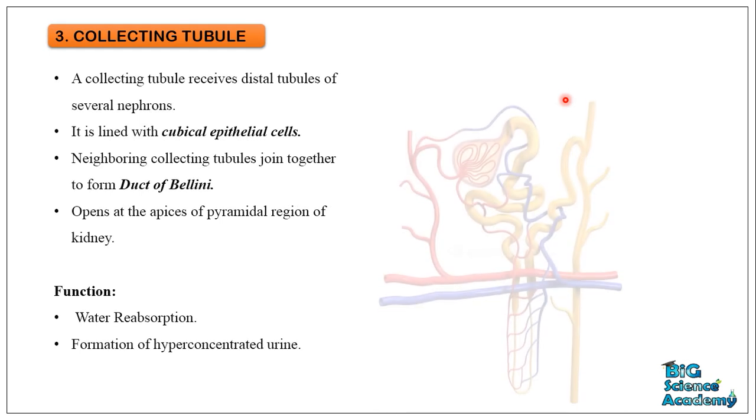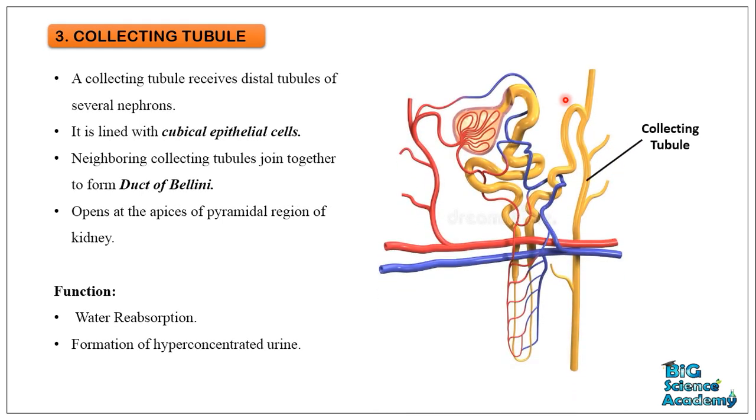Next, we will discuss the collecting tubules. A collecting tubule receives the distal tubules of several nephrons. Here we can see that the distal convoluted tubule is associated with the collecting tubule. It is lined by cubical epithelial cells. Neighboring collecting tubules join together to form the duct of Bellini, which opens at the apices of the pyramidal region of the kidney. The function of the collecting tubule is water reabsorption and the formation of hyperconcentrated urine.